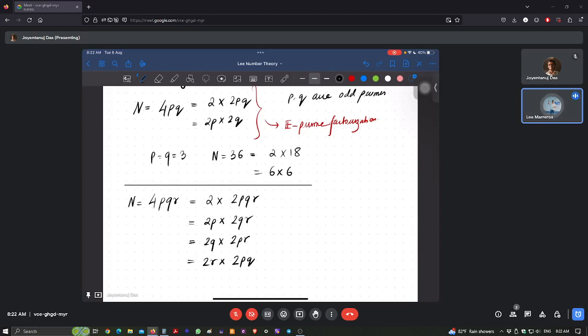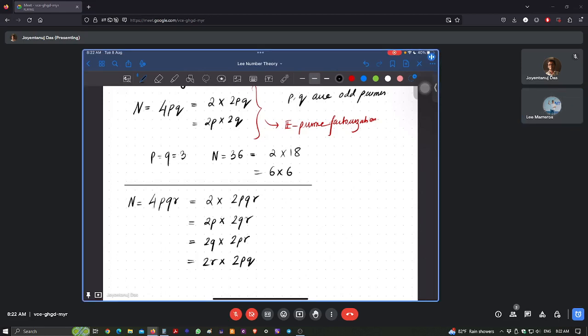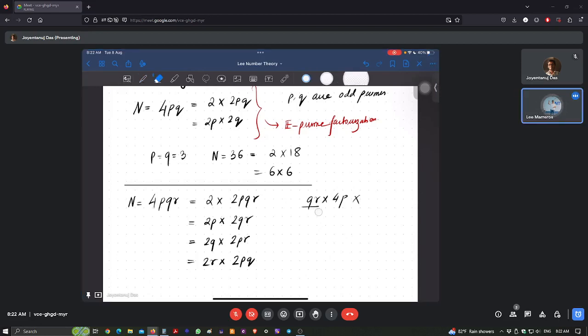But you could have there also QR multiply 4P. No, that will not work, right? Because what you are doing is QR times 4P, but QR is an odd number, so that does not belong to the E set. We have to make all the numbers even numbers, so this will not work. You need an even number.